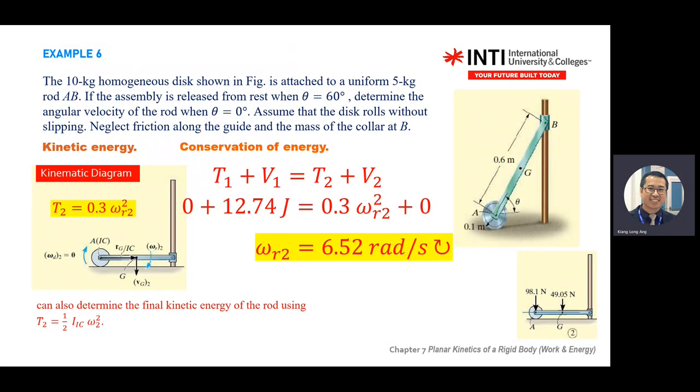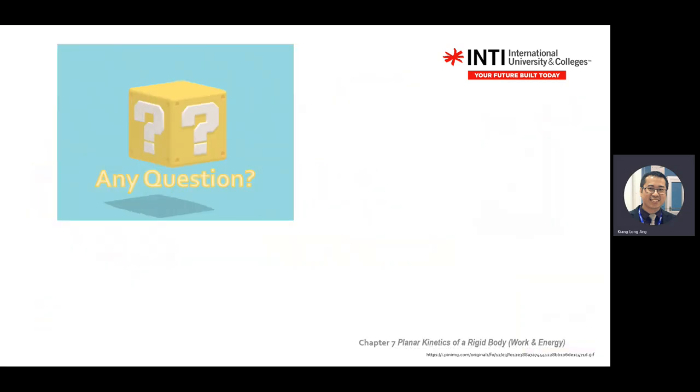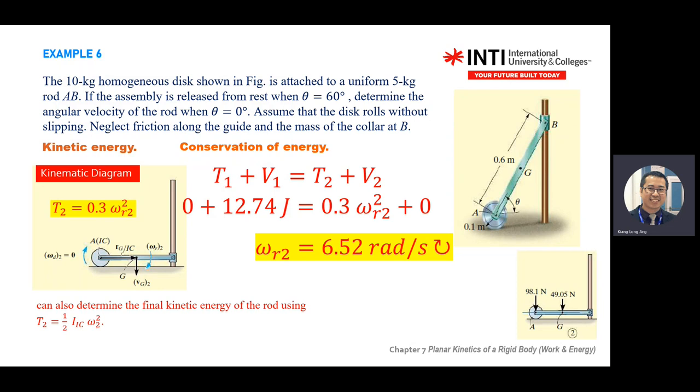Okay, there's a note here. Again, you can find kinetic energy as half I_C omega squared. This is a bit special for rigid body. So with this, we conclude chapter 7. Next lecture, we start chapter 8, the last chapter.